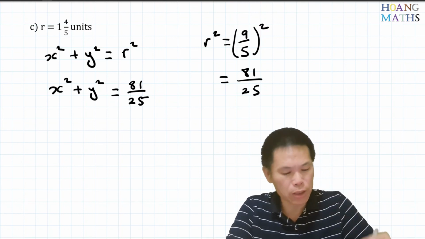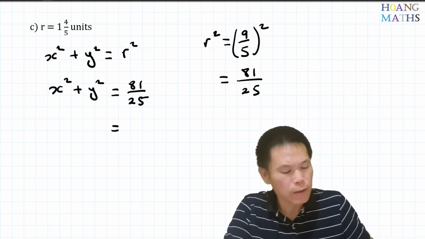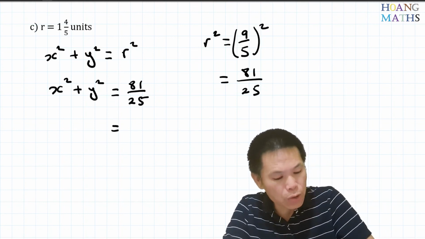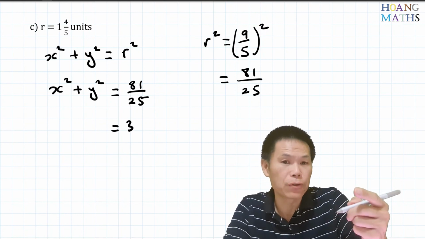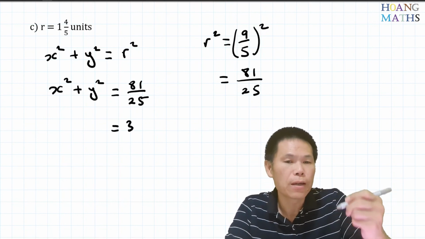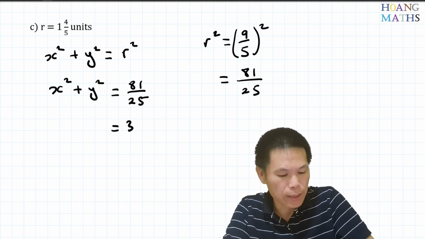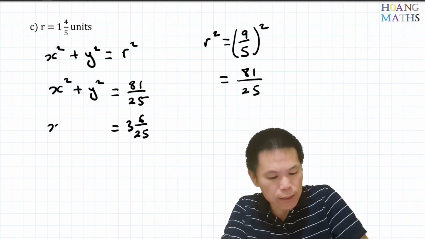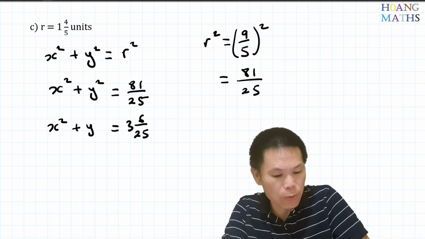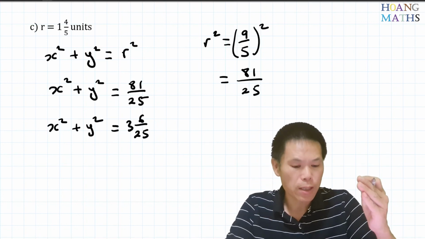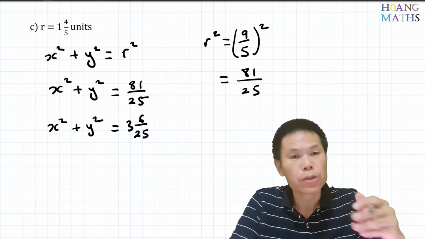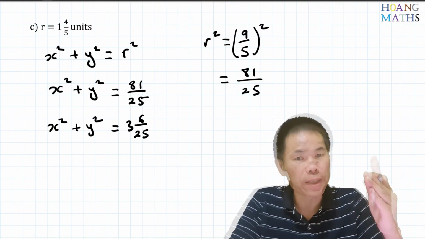Or I can write it in mixed numeral. So that gives me 3, because 3 times 5 is 15, and 81 minus 75 is 6. So 6 over 25. So that is x squared plus y squared is equal to 3 and 6 over 25. So it doesn't matter whichever way you write it.